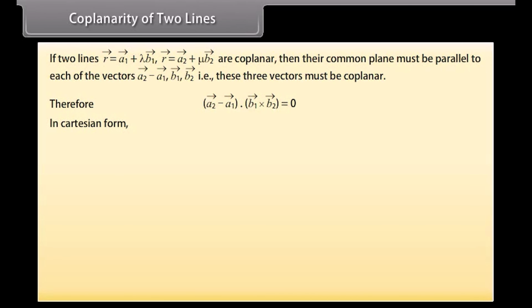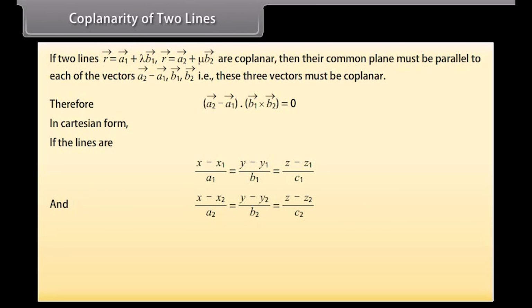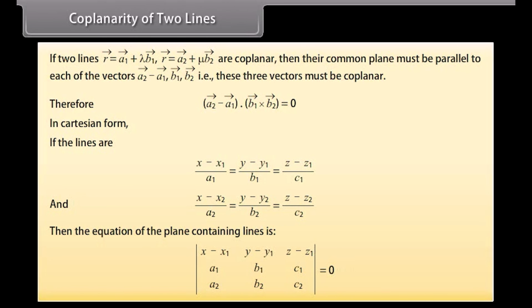In Cartesian form, if the lines are x minus x1 by a1 equals y minus y1 by b1 equals z minus z1 by c1, and x minus x2 by a2 equals y minus y2 by b2 equals z minus z2 by c2, then the equation of the plane containing the lines is the determinant, row-wise: first row, x minus x1, y minus y1, z minus z1. Second row, a1, b1, c1. Third row, a2, b2, c2, equals 0.